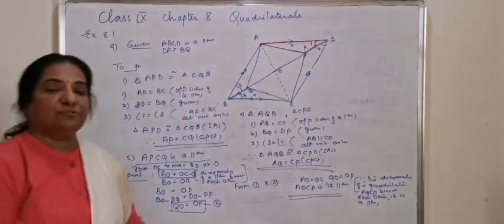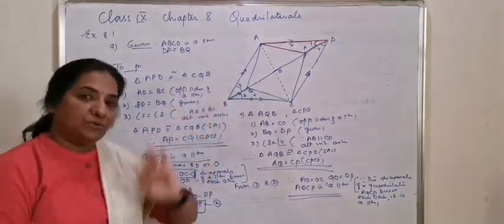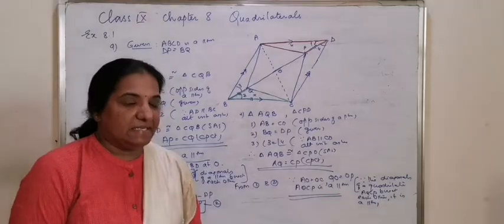This part of the question, the fifth part of the question, is very important. So you can join the diagonal AC and use the property that diagonals bisect each other.